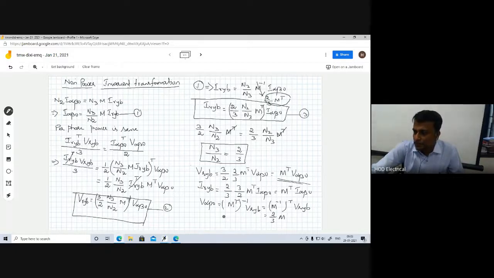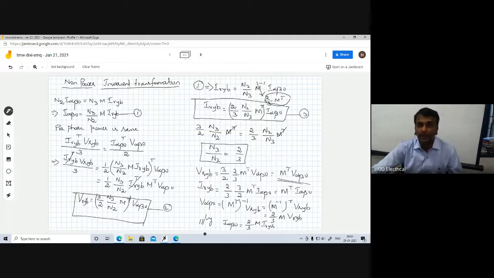Similarly, we have I alpha beta naught equal to 2/3 M into IRYB. So this is the conversion matrix of 3-phase to 2-phase system for non-power invariant transformation.